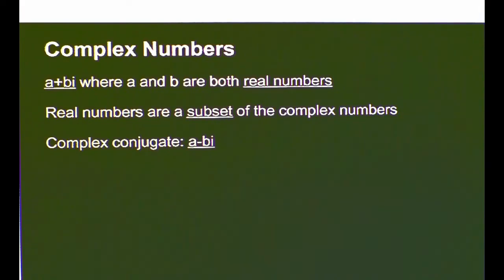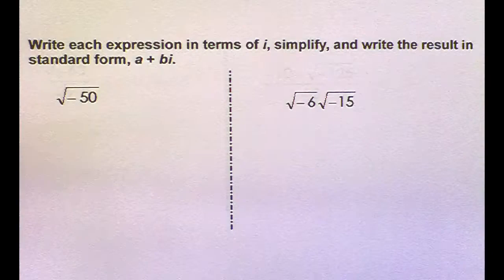Complex numbers are a plus bi, where a and b are both real numbers. Real numbers are a subset of the complex numbers, so technically every real number is also a complex number. It just has a 0 for b. And then we have a complex conjugate, which is a minus bi. All you do is change that center sign on the i term.